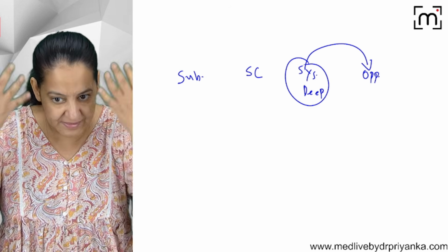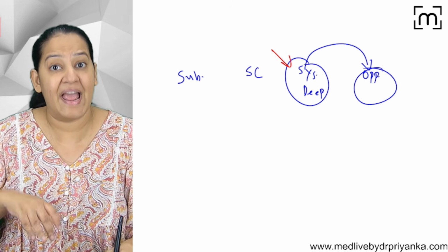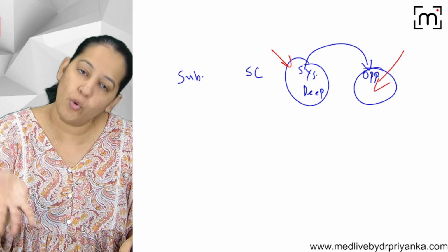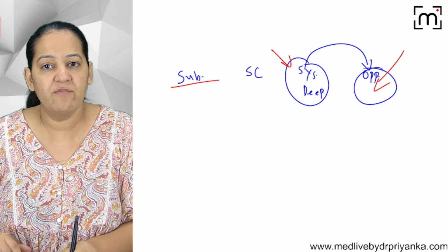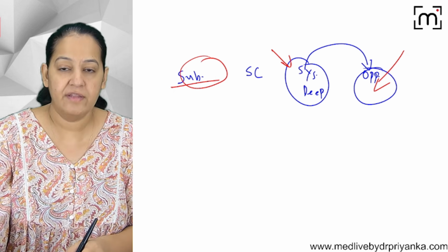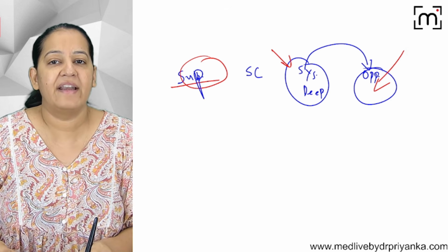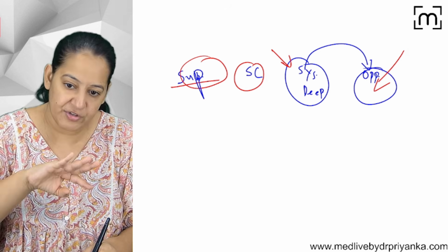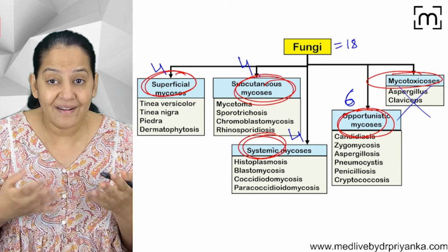Opportunistic is also systemic. I mean, here also multiple systems are involved, and here also multiple systems are involved. But systemic fungus can enter a healthy individual, while opportunistic ones will enter only an immunocompromised individual. They need an opportunity. Superficial ones involve the superficial keratin layer of the skin, hair and nail, and subcutaneous ones involve the subcutaneous layer below the skin. So these are the 4 fungal disorders. You can learn their names.